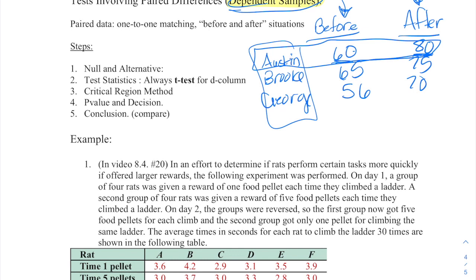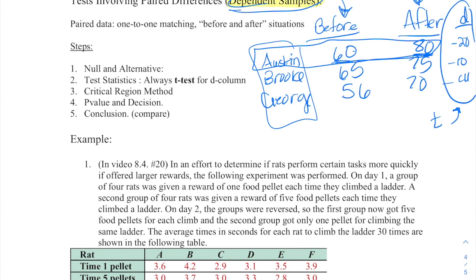So what we do is we calculate this column of differences. We subtract 60 minus 80 to get negative 20. 65 minus 75 is negative 10. 56 minus 70 is negative 14. And then what we do is we do a t-test on this column of differences.